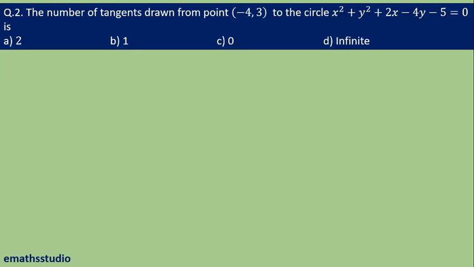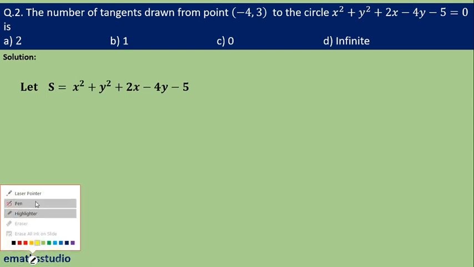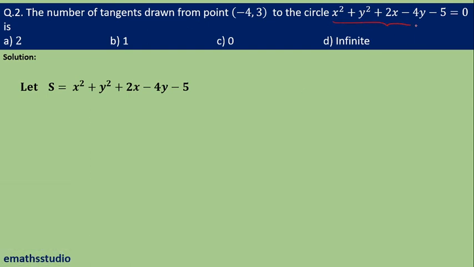Now moving on to the next question. The question is: number of tangents drawn from point minus 4 comma 3 to the circle x square plus y square plus 2x minus 4y minus 5 is equal to 0. Now look at the solution here. We discussed keeping 0 on the right hand side of this equation, and whatever you are getting on the left hand side should be considered as S. So I have written S is x square plus y square plus 2x minus 4y minus 5.